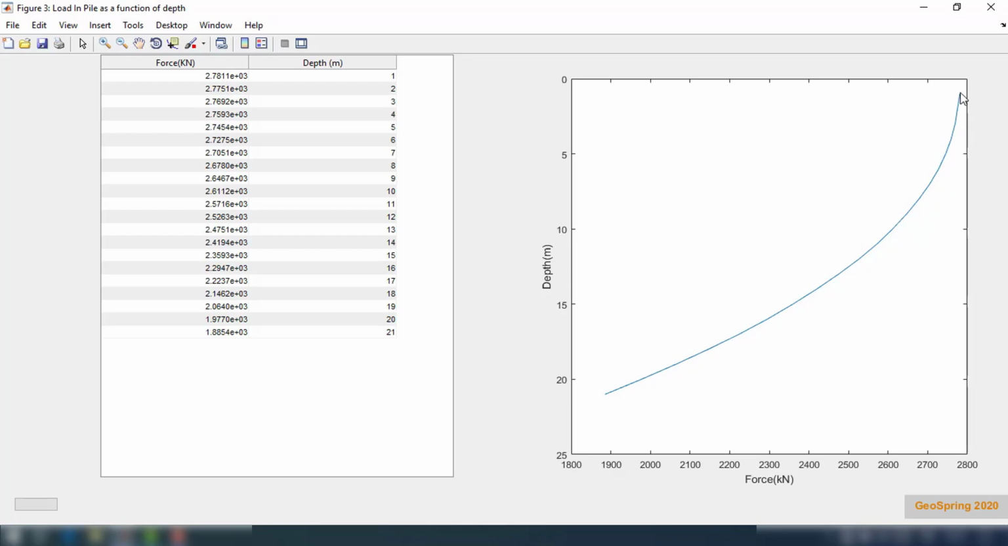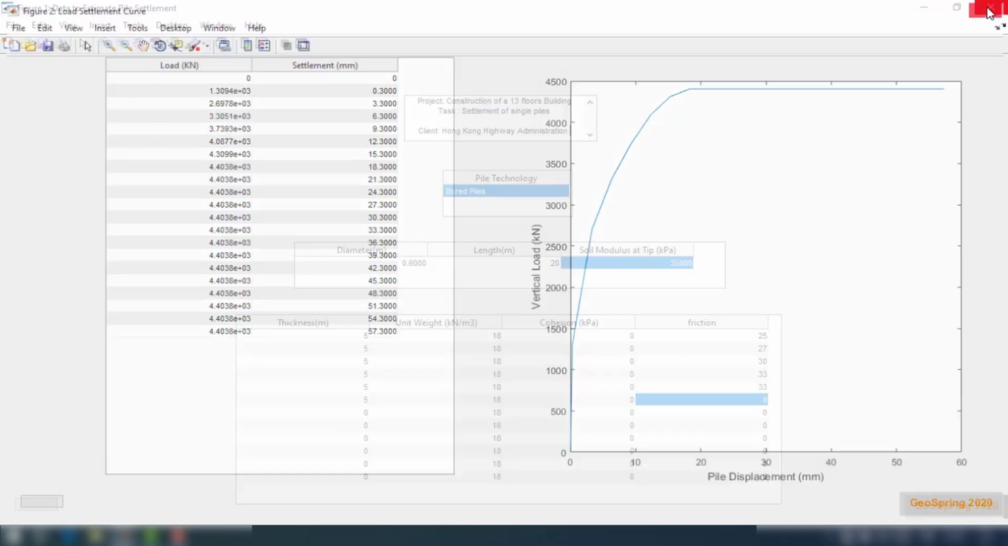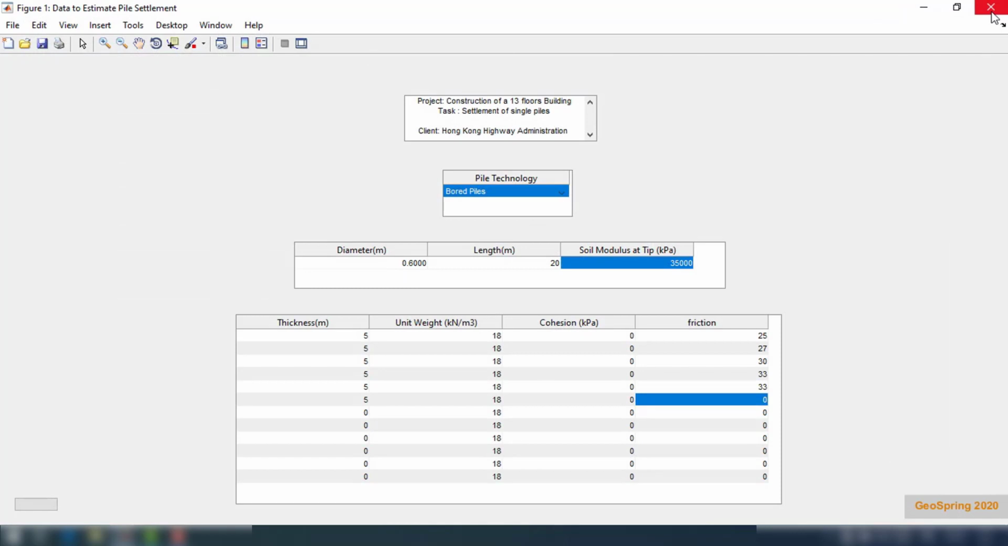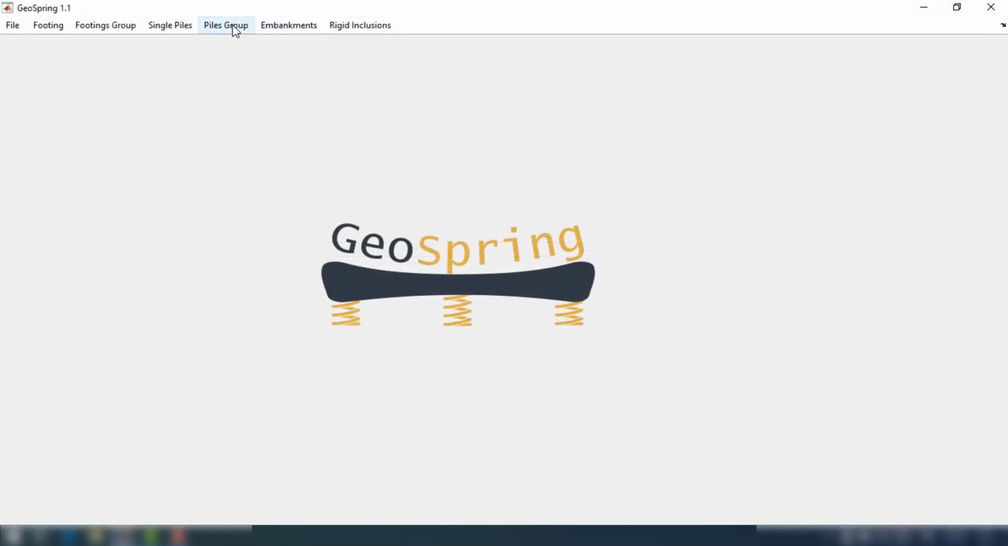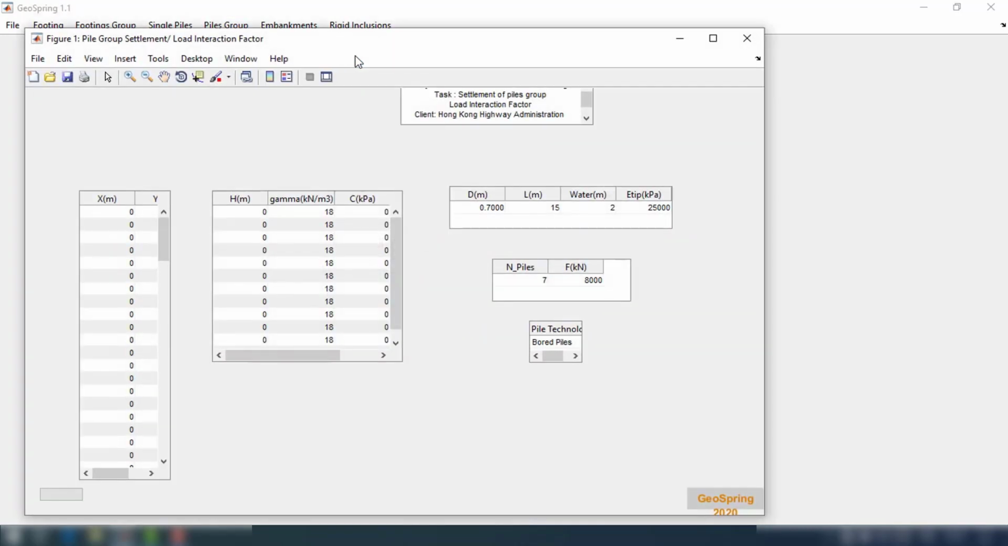So this force at the pile head corresponds to a settlement of the pile equal to the diameter of the pile divided by 100, to be in harmony with the recommendations of Eurocode 7. Okay, so now let us move to the settlement of pile group. So piles group settlement.